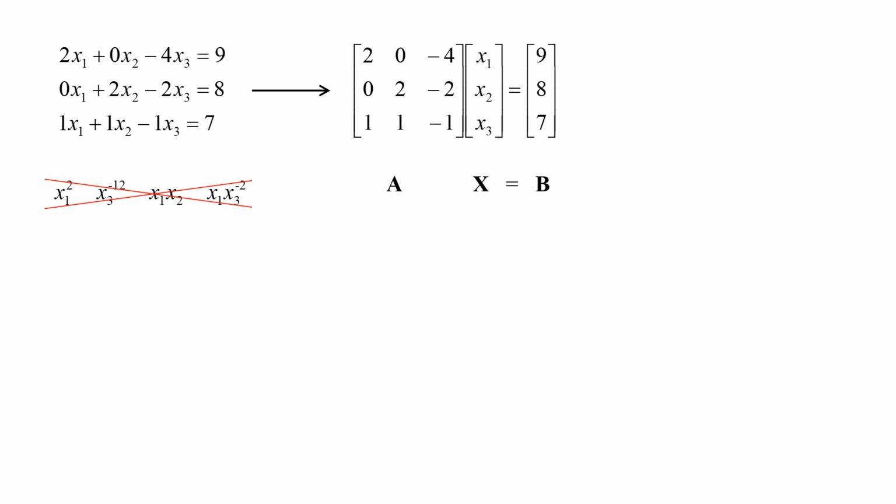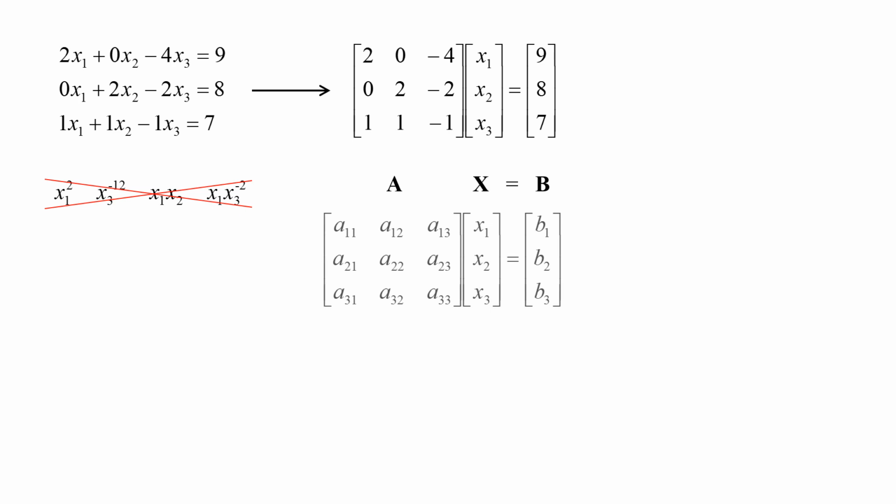When discussing methods of solving sets of linear equations, it will be more convenient to use a general notation for the coefficients and constants, so we will use lowercase a to refer to the elements of the coefficient matrix. Each element has two indices. The first index identifies the row, and the second index identifies the column. In this example, the element in the second row, third column, a23, is -2.